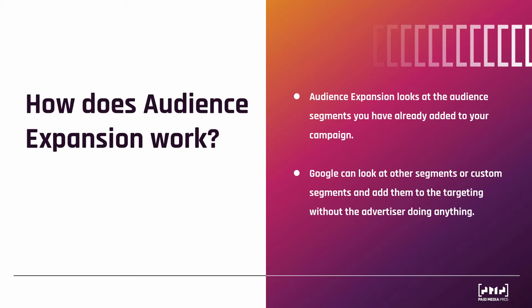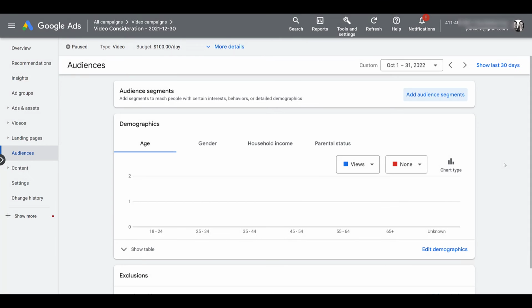It's easier for me to explain audience expansion by hopping back into Google Ads. So we'll show you where this setting lives, and then I'll walk through an example of how it could work. We're back in the Pay Media Pro's demo account. If you look up top, this is a video consideration campaign, something I created for a previous demo, so I don't have any audiences added to this. To find audience expansion, first look at adding or editing your audience segments.